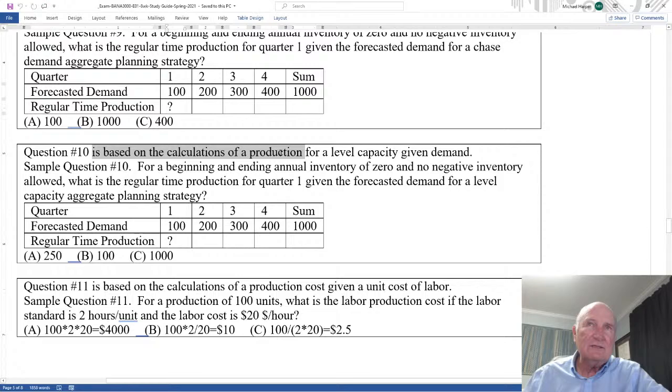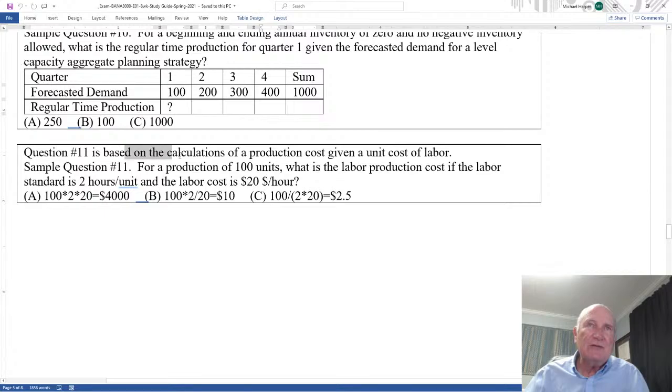Question 10 is based on the calculation of a production for a level capacity given your demand. Again, the first part is the same: for a beginning and ending annual inventory of 0, no negative inventory, what is the regular time production for quarter 1 given the forecasted demand for a level capacity aggregate planning strategy? Well, this is different. So now I take the sum, and I give you the sum over here, divide that by 4. 1,000 divided by 4 is 250. So it's 250. You take this and divide by 4. And this will be the same type of question I ask you on the exam.